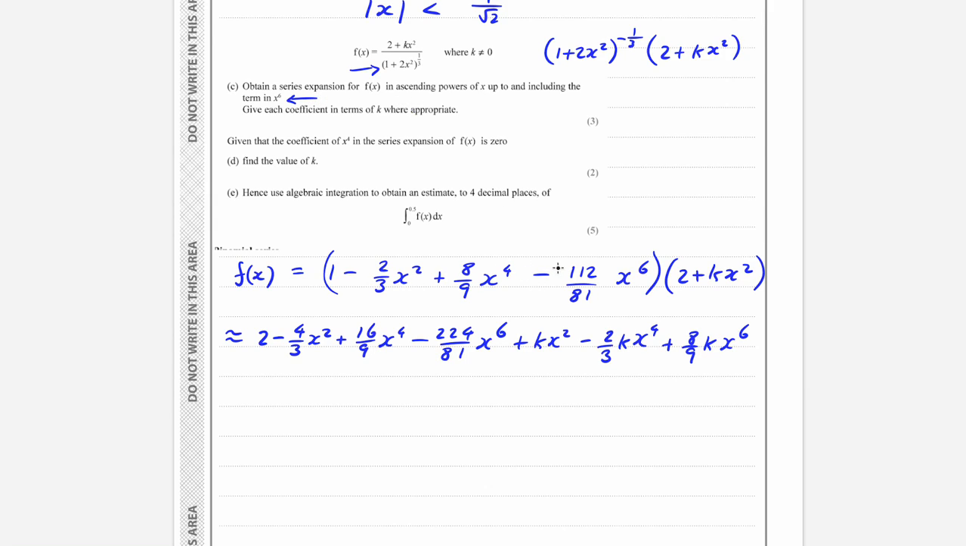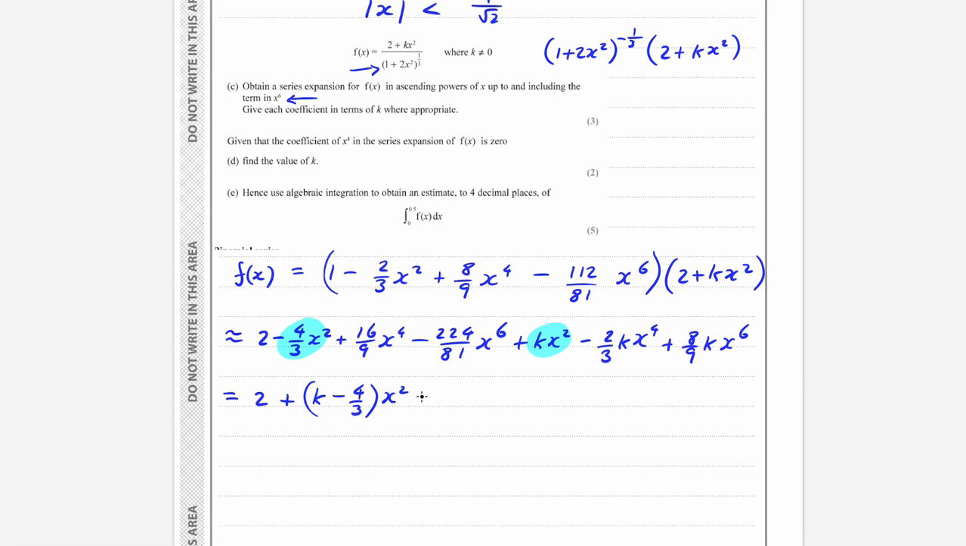He only wants it up to x to the 6. So he wants each coefficient in terms of k where appropriate. Okay, so that means we do have to add the few things together. So our constant, we only have one constant term, is 2. Great. Our x squared term, let me just highlight these. We've this guy, which is minus, be careful, and we've this guy. So that's going to be plus k minus 4 over 3 x squared.